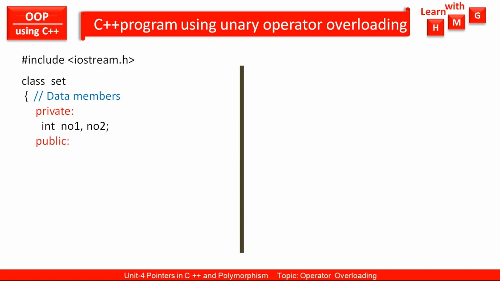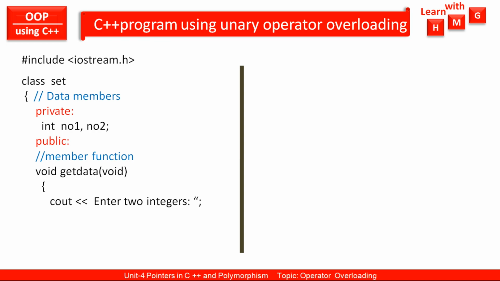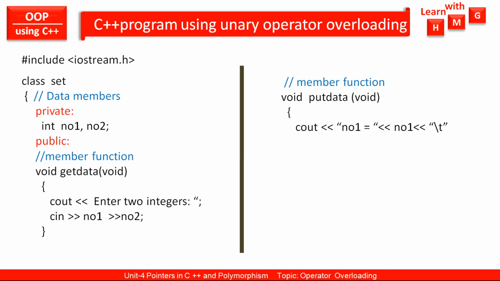In the public section I have the getdata function to accept the values of these two data members no1 and no2. So let us accept the values: cout enter two integers, cin no1 no2, end of the function. This is a simple input function that accepts the values of the two data members. Now let us define another member function, putdata, which will display the values of these two data members. Using cout I will display first of all no1 is equal to, and no2 is equal to. So the putdata function will display the values of the two data members no1 and no2.